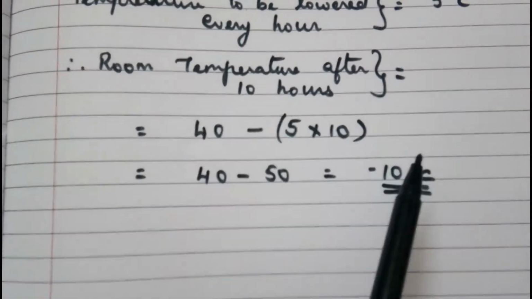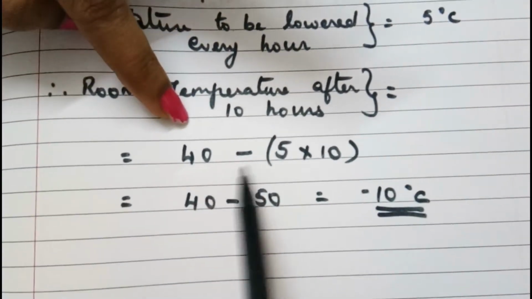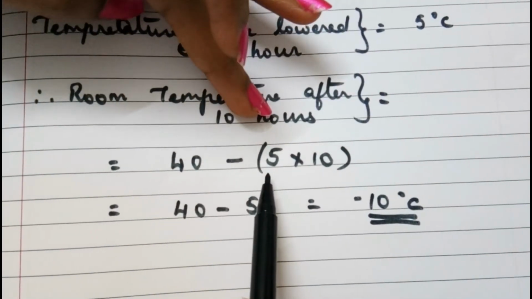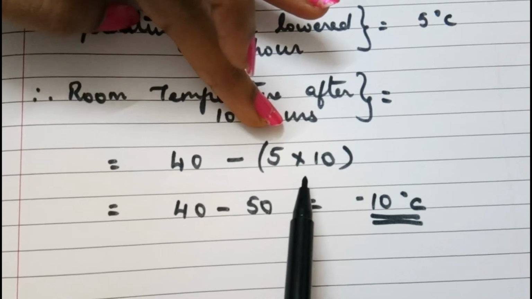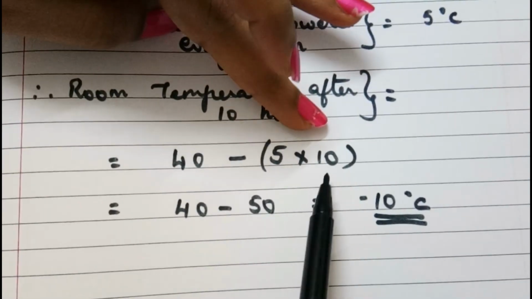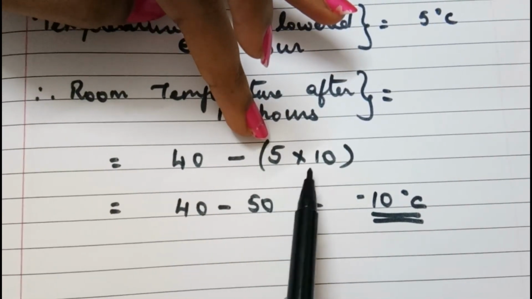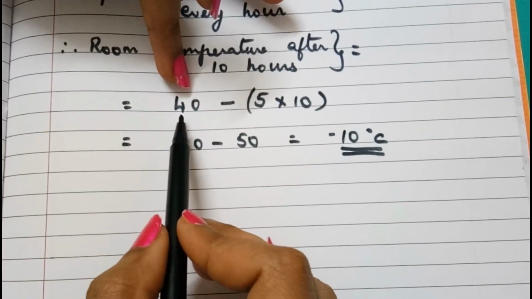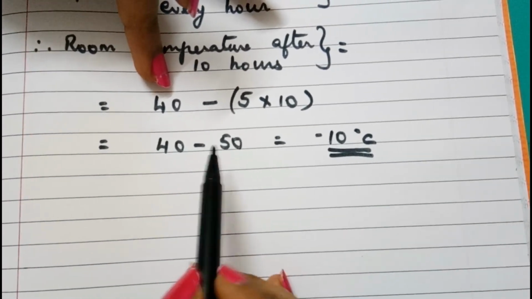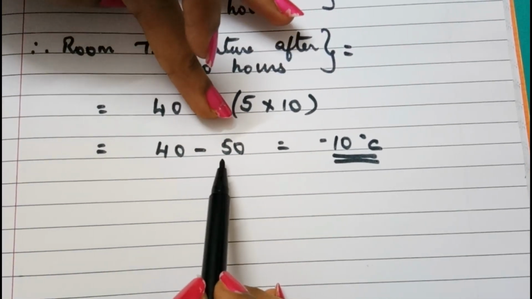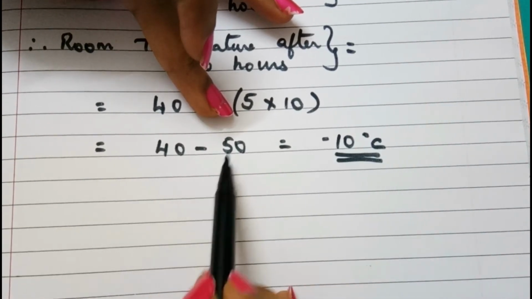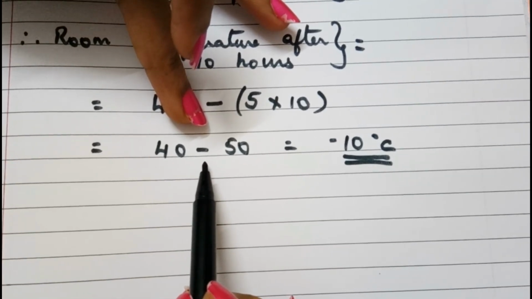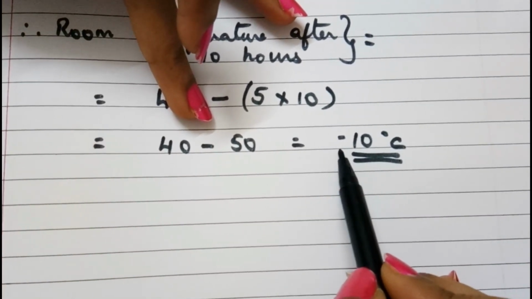I hope this is clear to you how we found out. Why 40 minus 5 into 10? Because from 40 we have to reduce 5 degrees every hour, and we have to reduce every hour till 10 hours. So that's why we are finding 5 into 10. Okay, and we are then subtracting it from 40. So 5 tens are 50. One number is positive and one number is negative. So we find the difference with the sign of the bigger number, and here the sign of the bigger number is a negative sign. So we'll get the answer in negative.